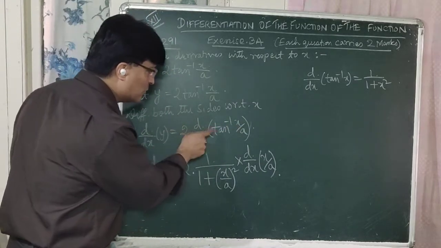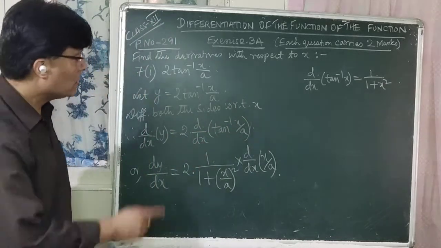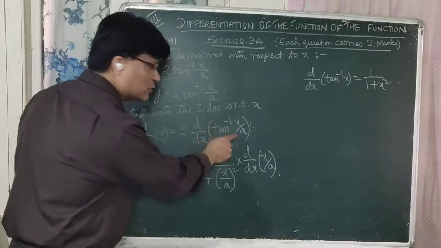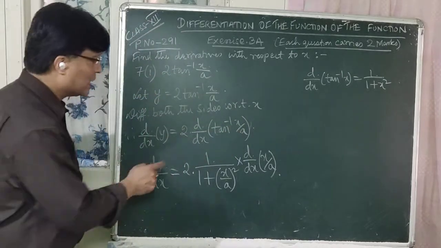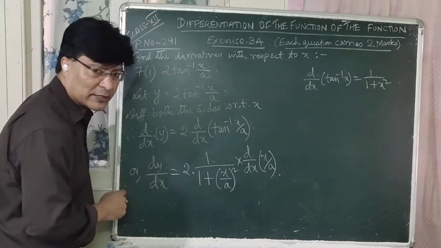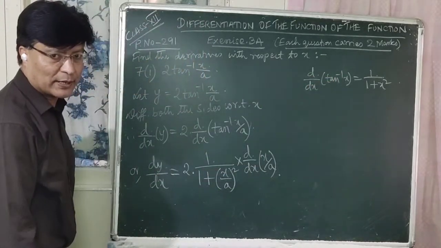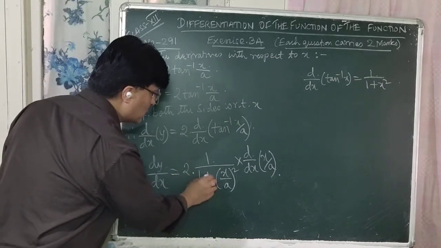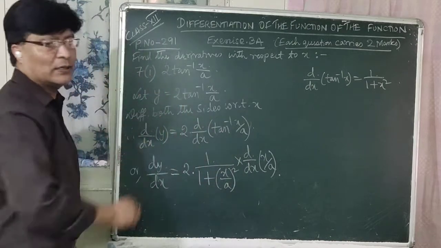That means you have to differentiate tan inverse x by a with respect to x. Okay? So first of all, you should take this function as tan inverse x. So first we differentiate tan inverse x. What is the differentiation of tan inverse x? It is 1 upon 1 plus x square, right? So it is 1 upon 1 plus, but what is x here? You should write x by a whole square.